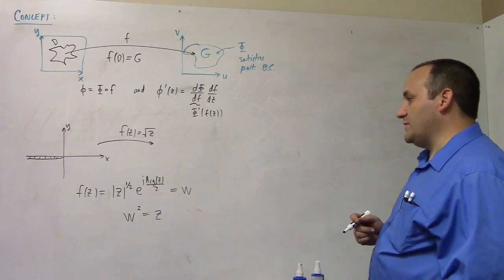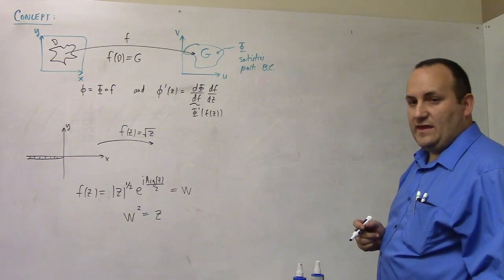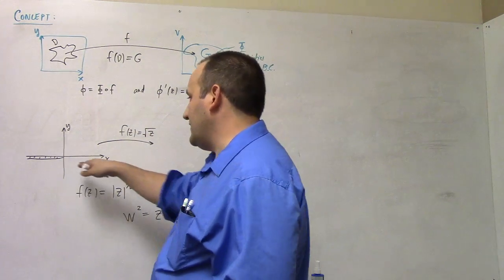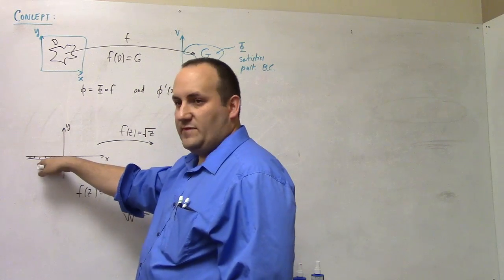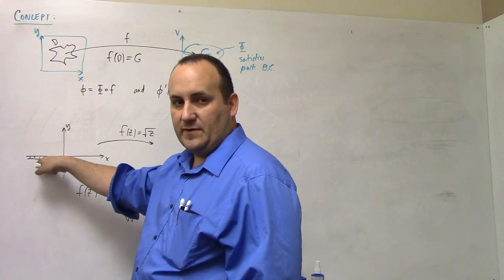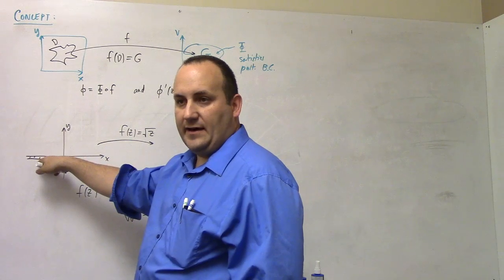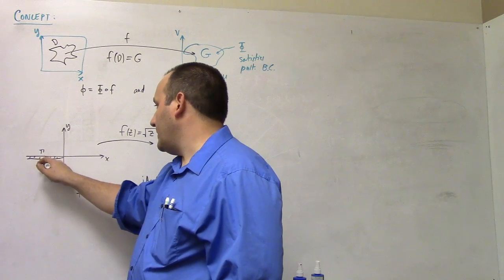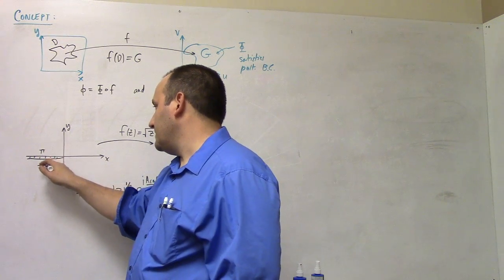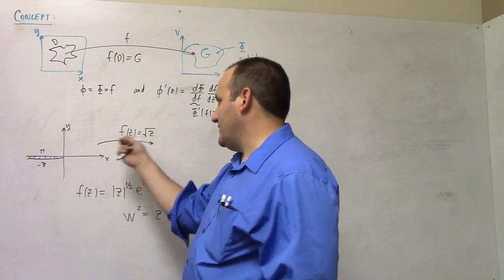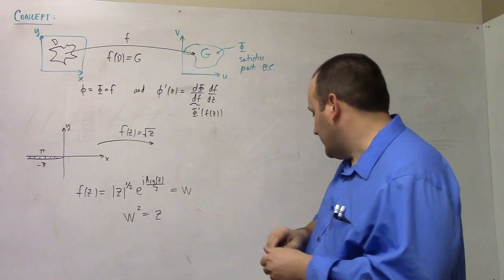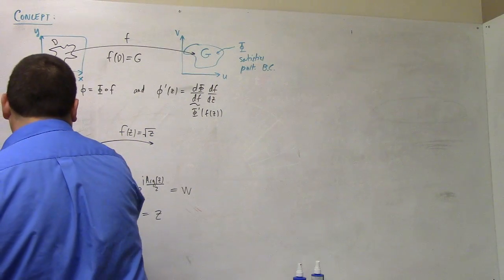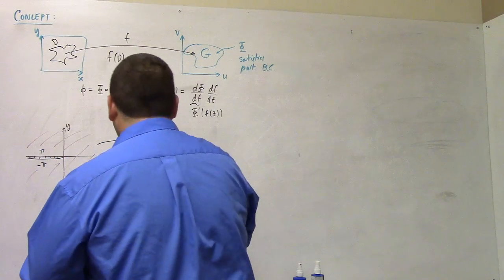But what does this one do? Look at what happens to the angles. You start with the slit complex plane, because this is where the principal argument is not continuous. It jumps from pi on the top to minus pi on the bottom. So what does this do to the slit complex plane, as it's called? What does it map to?